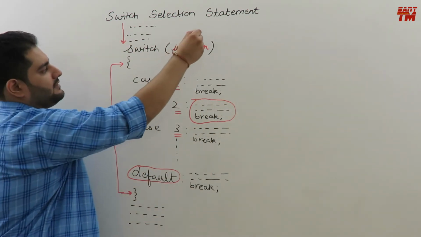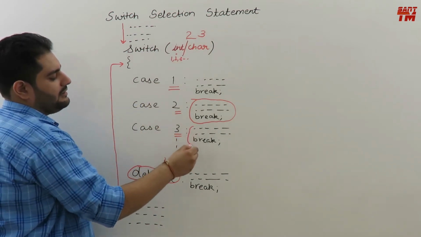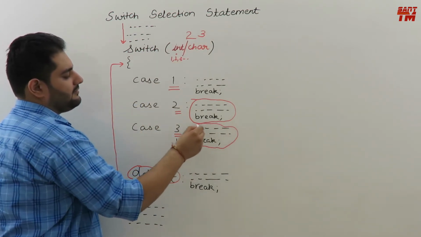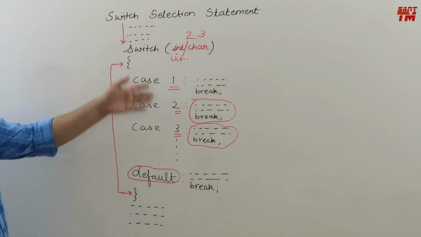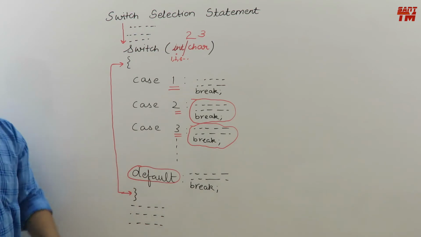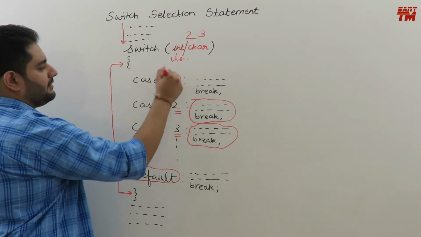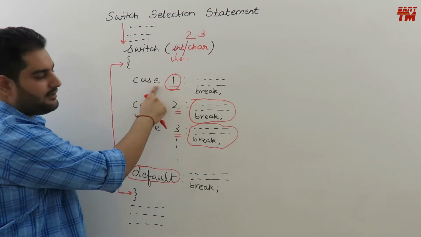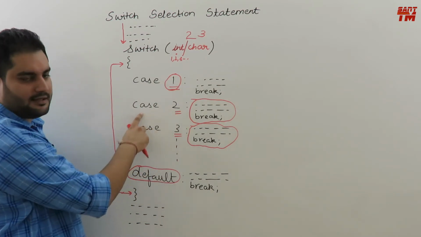If the switch has 3 in the parenthesis, then case 3 will be matched and all the statements related to case 3 will get executed. Similarly, depending on the integer value, that case label will get executed. What are case labels? This 1 is the case label. Case is the keyword and 1 is the case label. 2 is the case label and case is the keyword.